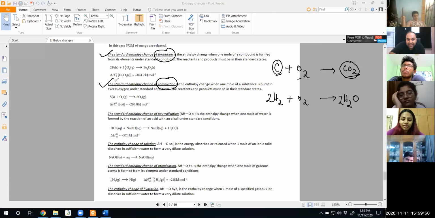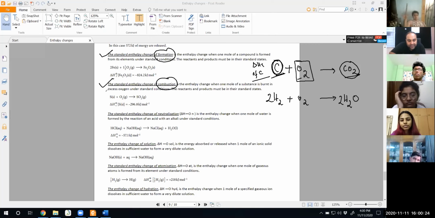So enthalpy change of combustion is basically when 1 mole of any substance reacts with an excess of oxygen under standard condition. So can we say that this is enthalpy of combustion of carbon according to this definition? Yes, sir.